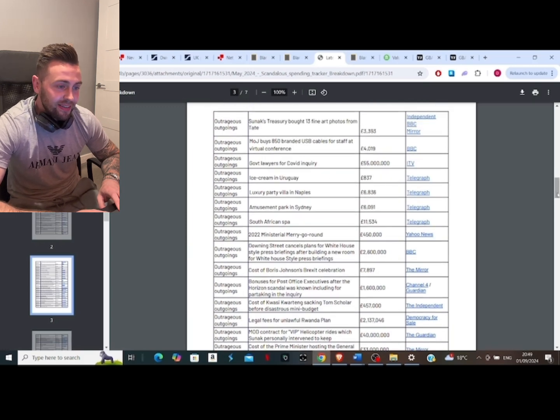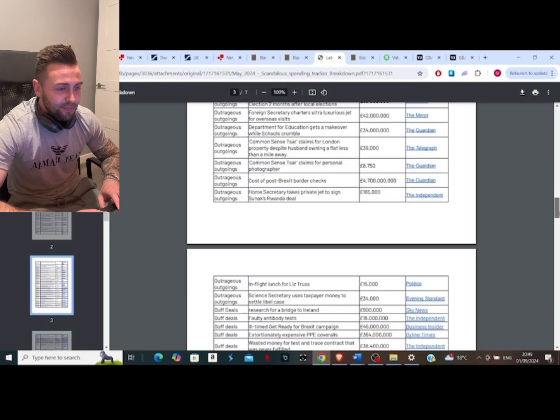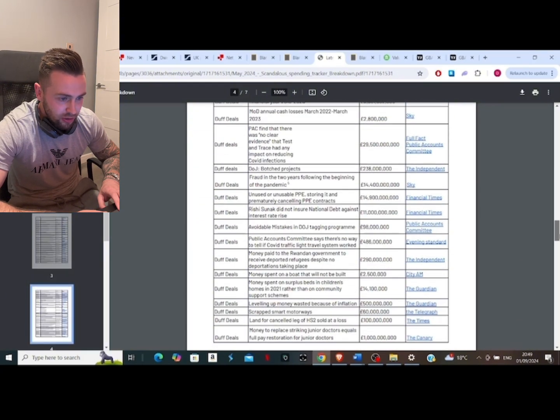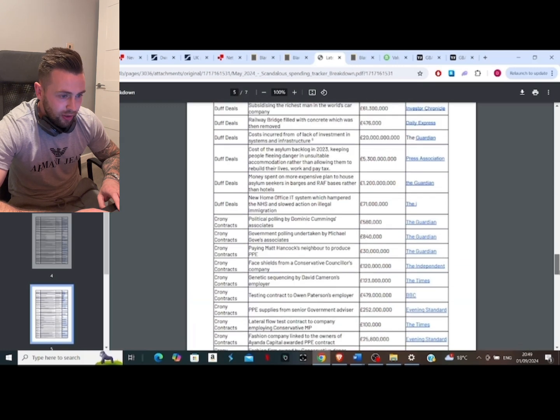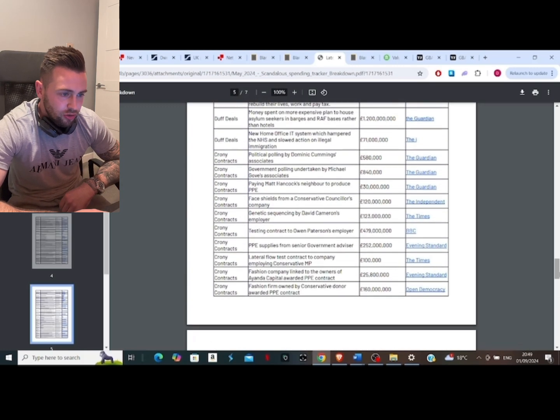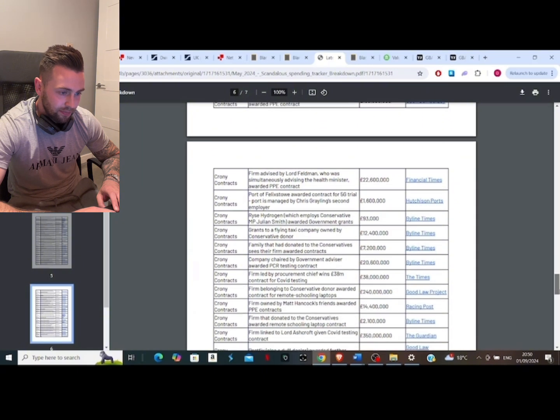If you really start going down this, it does get quite annoying. Dodgy deals are pretty good, a lot in COVID, it was brilliant. But my favourite part is crony contracts. Paying Matt Hancock's neighbour 30 million to make PPE, face shields from a Conservative Council's company, testing to another employer. It's ridiculous, but this is how they spend their money.